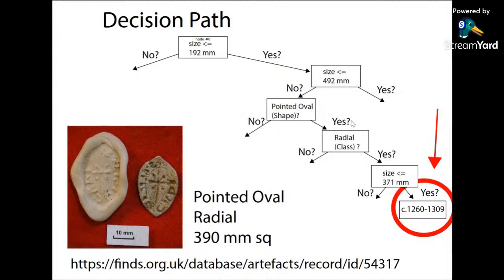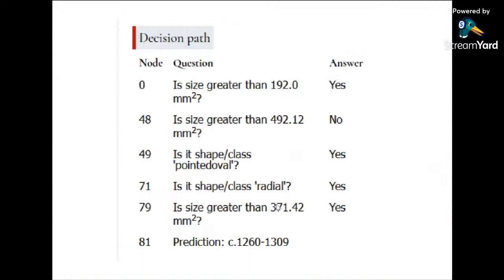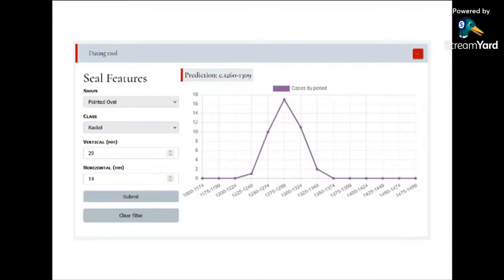So in this case, we have a seal which is pointed oval. It's got a radial motif on it. It has a certain size, and you can follow this through and get to a date of something like late 13th, maybe early 14th century. Now, here's just another representation of that in a textual form.